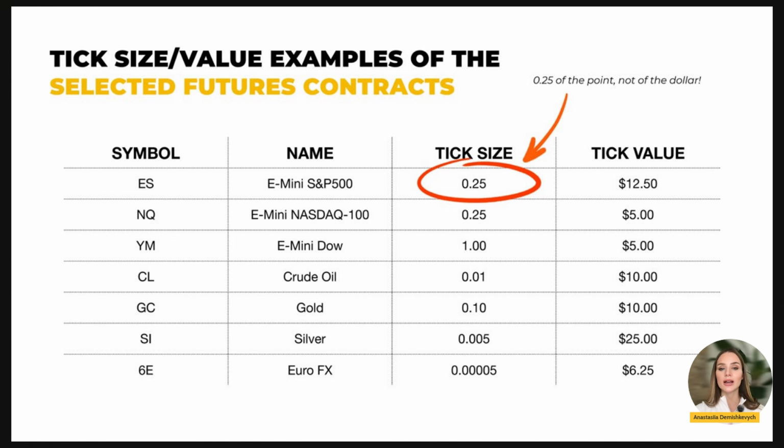Crude oil, tick size is 0.01 and the tick value is $10. GC, gold, tick size is 0.10 and the tick value is $10. Euro, 6E, the tick size is 0.00005 and the tick value is $6.25. The tick size and tick value are crucial for understanding how much a contract can move in price and how much that movement is worth in monetary terms.